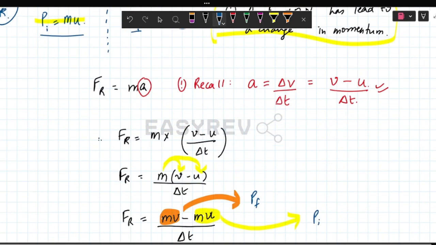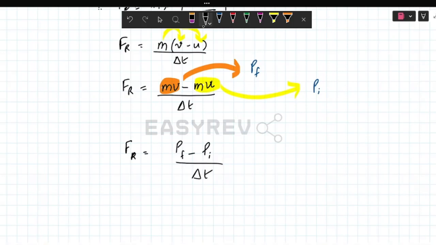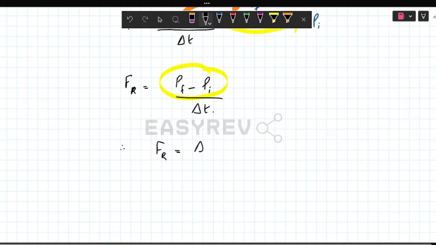So I can make these substitutions pretty directly here: the resultant force is the final momentum minus the initial momentum, divided by this time interval. And in the numerator, you have established that a final momentum minus an initial momentum is nothing but a change in momentum. And so you arrive at the glorious result of the resultant force being equal to the change in momentum over an interval of time.